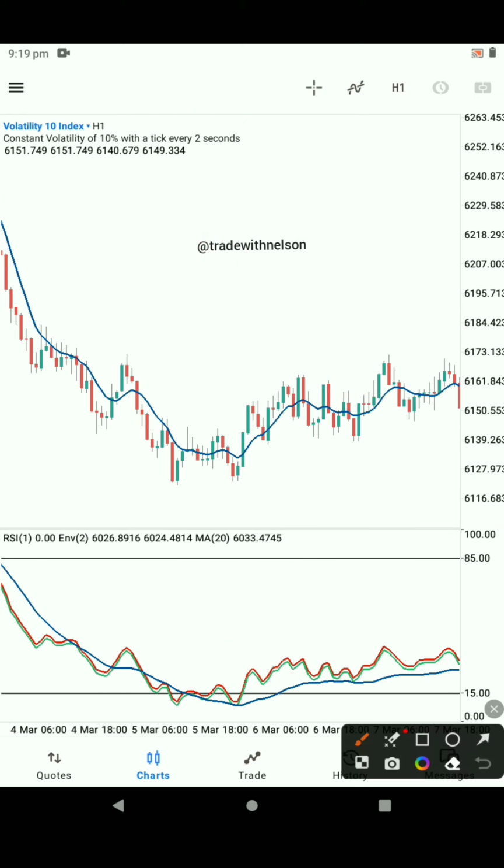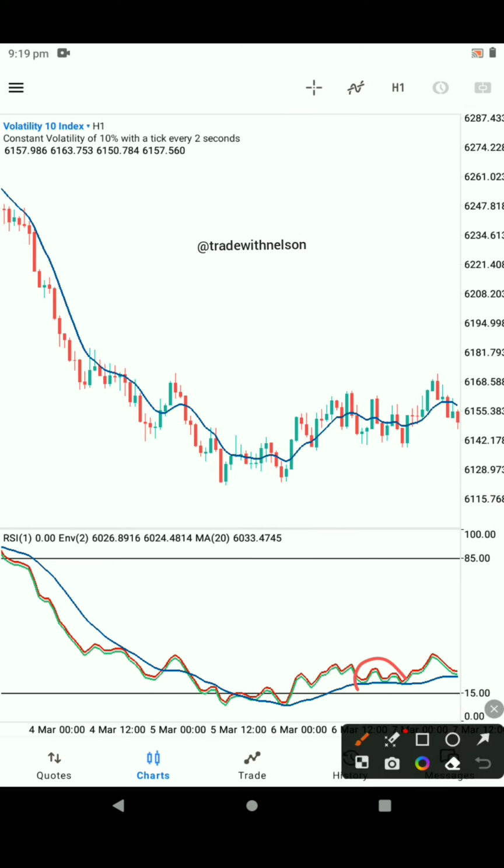So what are we looking for? Let's say we want to buy to the upside. We want to see the market go down, pushing this moving average and the envelope into the 15 level. You want to see it cross the envelope to the upside and then come to test the envelope again. And once you see it going to the upside again, then you will enter your buy.